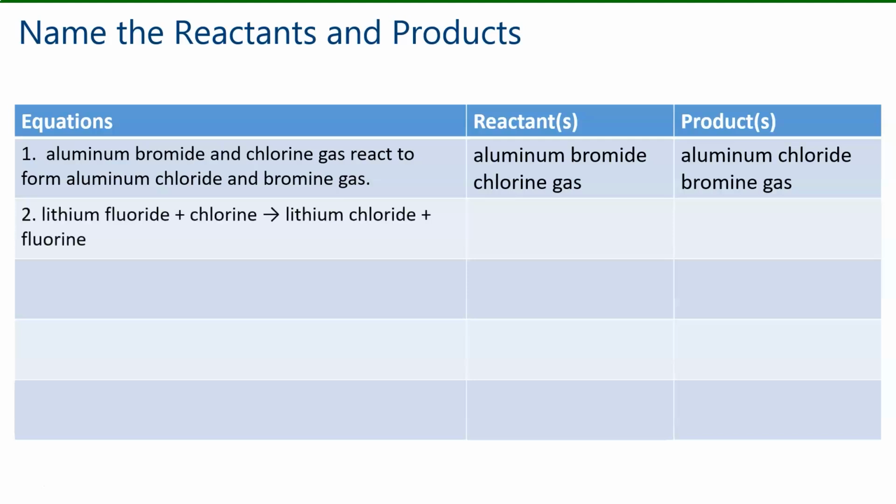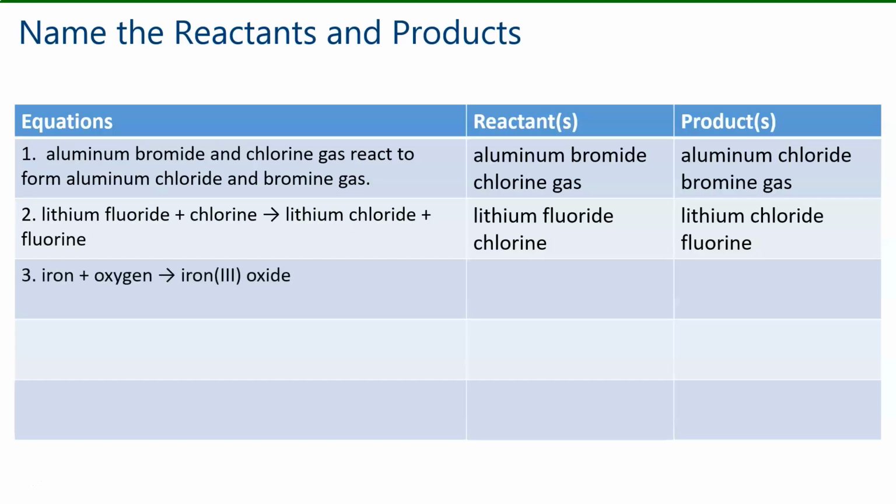Our next example is a word equation. We have lithium fluoride plus chlorine gives us lithium chloride plus fluorine. So in this case, we know that our reactants are on the left side of the arrow. Our reactants are lithium fluoride and chlorine. Our products are on the right side of the arrow. Our products are lithium chloride and fluorine.